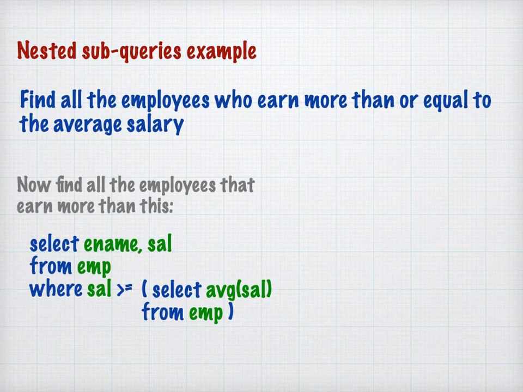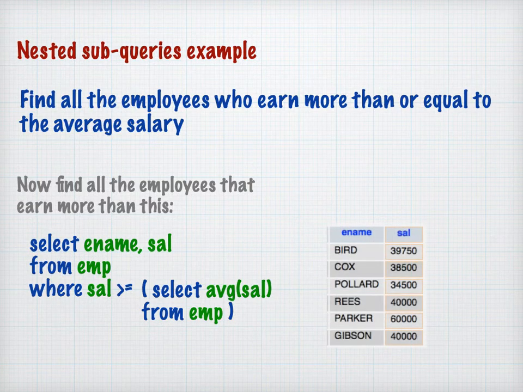Here we go. So we've got our outside query and our subquery, the inside query. The bit on the bottom, select average sal from emp, calculates the average salary. And then in the outer bit of the SQL, we find all the people whose salary is greater than or equal to that. And if you run that, that's what you get.